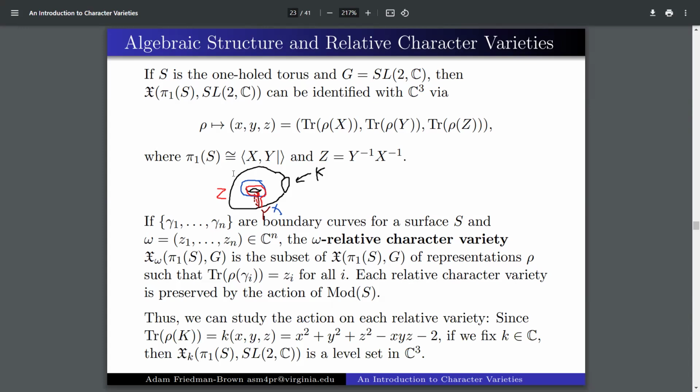So in the one-hole torus case, we have a nice equation we can use for the trace of rho of the boundary curve K, where x, y, and z are the traces of X, Y, and Z. If we fix some number K that we want to set this equal to, then the K relative character variety is just a level set of this function right here for some number K. A lot of good dynamics right there.